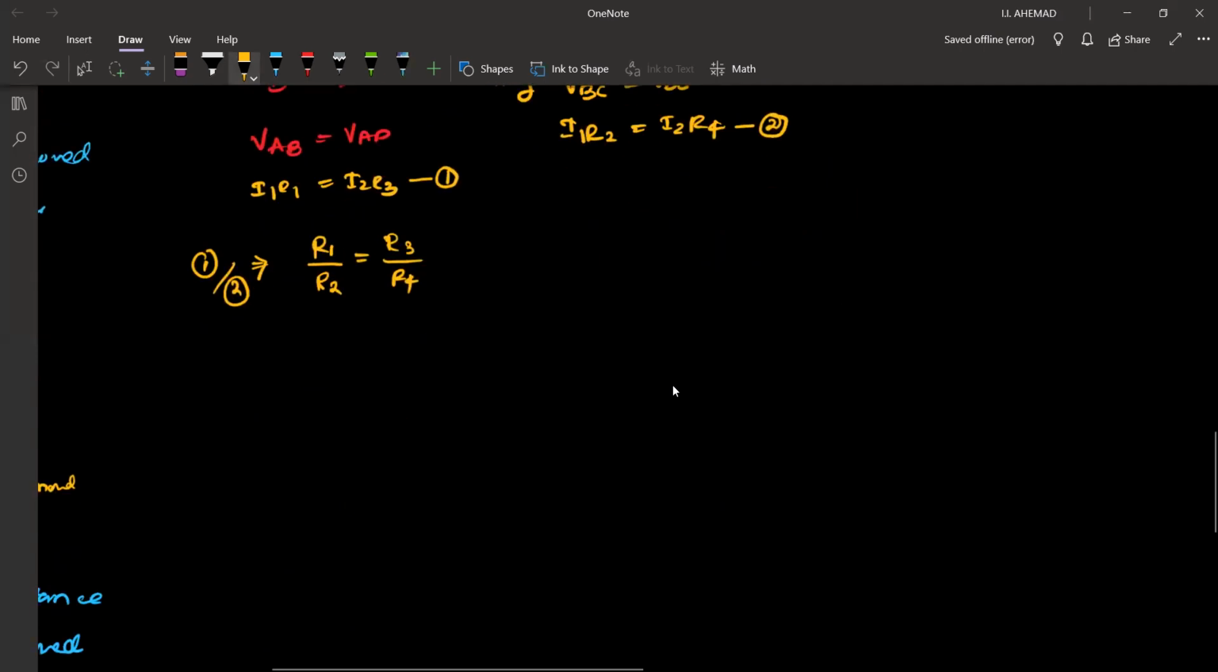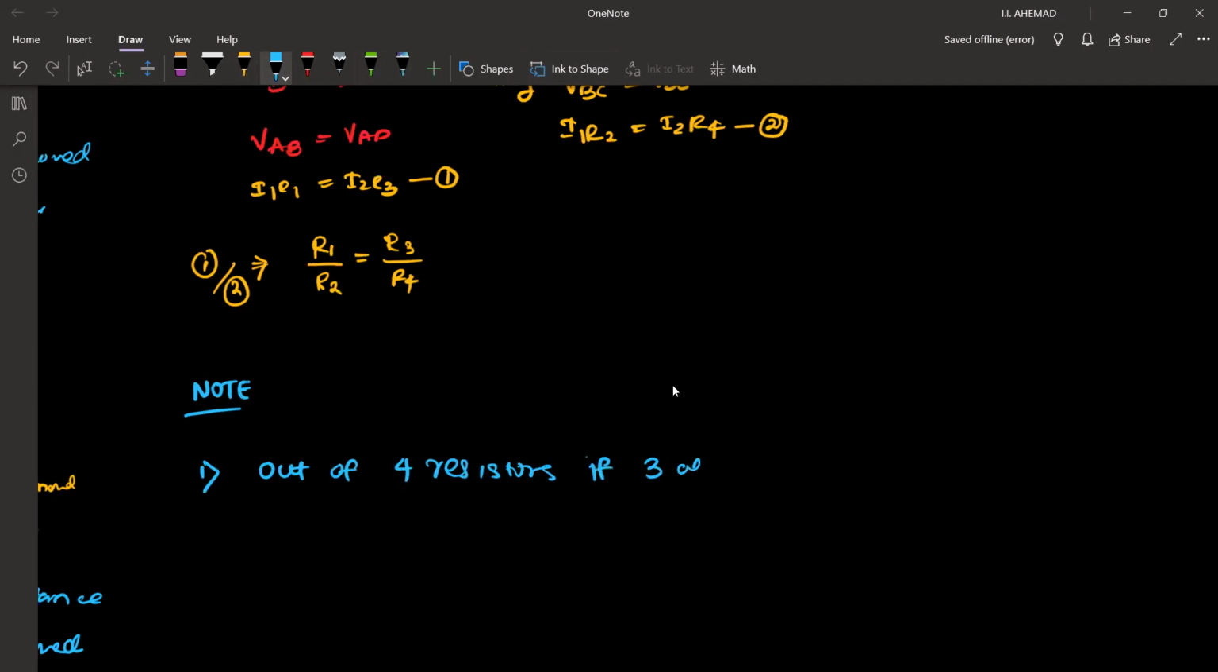So note number 1. Out of 4 resistors, if 3 of them are known, the 4th could be determined.